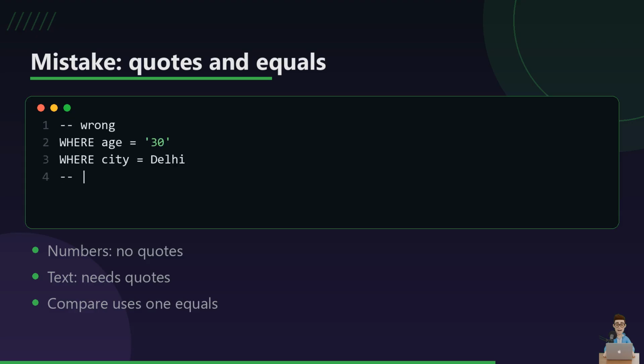2 beginner traps live right here. Quoting a number like age can quietly cause weird comparisons, and forgetting quotes around Delhi makes SQL think Delhi is a column name and throw an error. Honest confession, early on I spent 20 minutes staring at a query that failed just because I typed a city without quotes. In short, quote text, leave numbers bare.